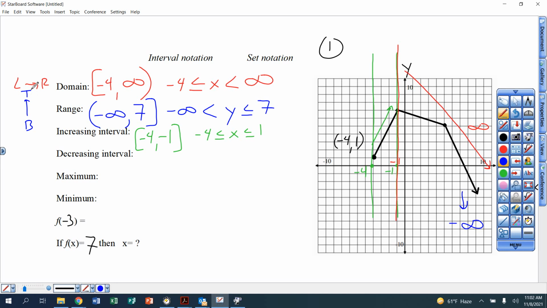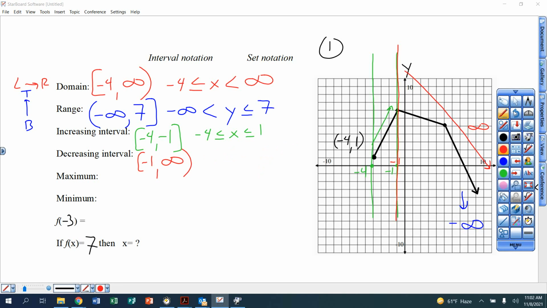Decrease interval looks like it starts right there at that -1 to positive infinity. You don't want to break that down into two separates because that whole stretch from -1 to infinity is going down. If I wrote that in set notation, -1 less than or equal to x less than infinity. Notice infinity never has the equal line under it.